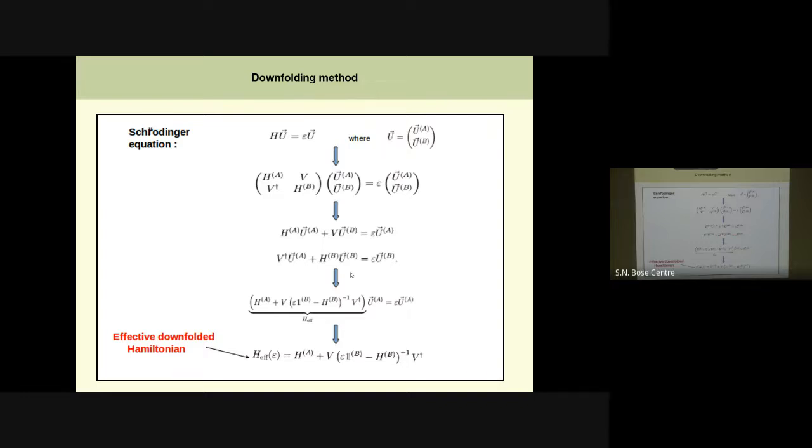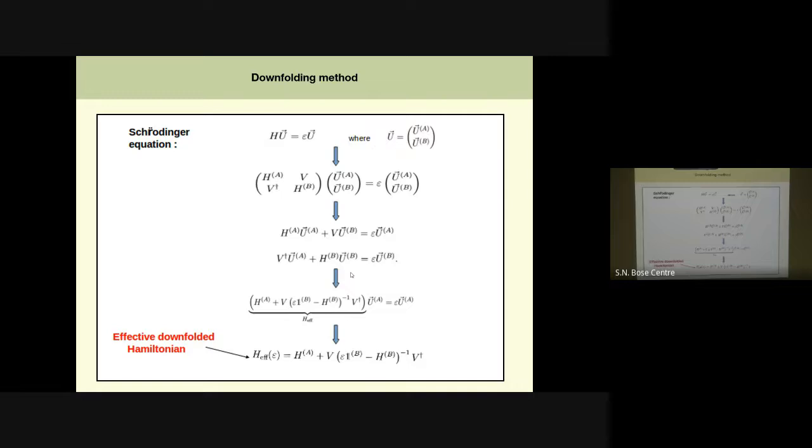And then what you do next is to replace the u_B in this part with this from this expression. So that ultimately you arrive at an effective Hamiltonian to describe this, which has incorporated the part of B into this low energy Hamiltonian. And so we're essentially dealing only with the A subspace.